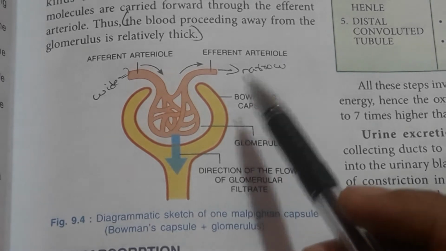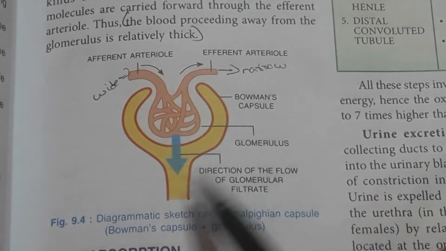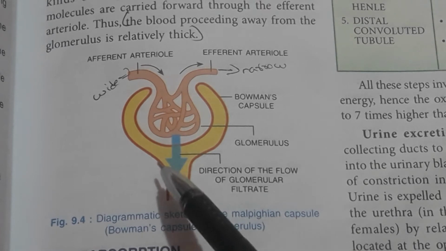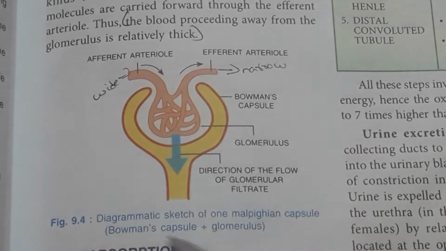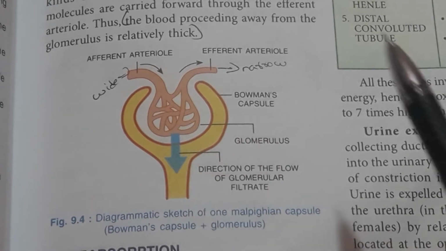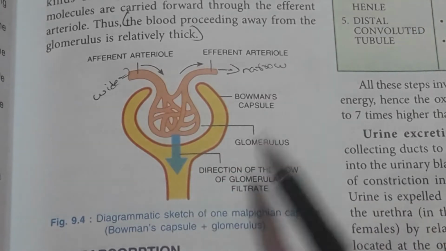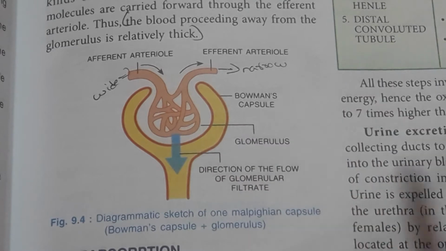This is the Bowman's capsule, and this is the direction in which the glomerular filtrate moves. These are all the parts under the Bowman's capsule and glomerulus. In our previous video I showed a picture in which we could also see this part, that is the afferent arteriole, glomerulus, and the Bowman's capsule. That is about ultrafiltration.